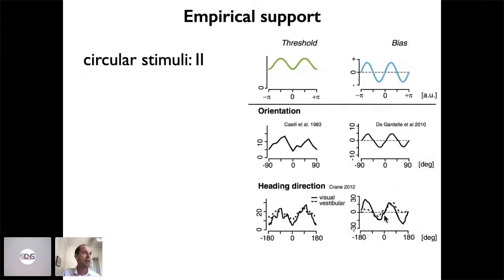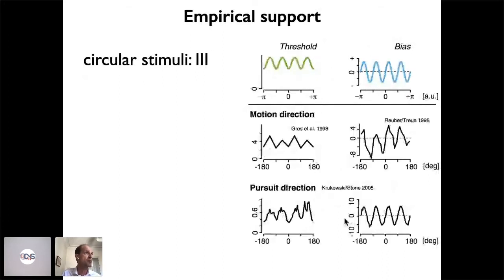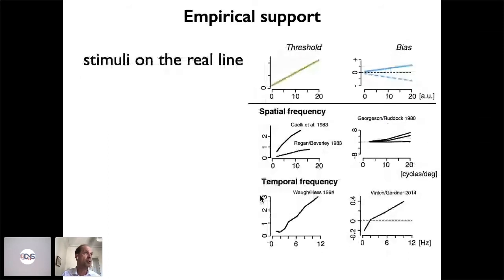And they did this for a whole lot of other stimulus domains as well. Here's another kind of circular stimulus where the threshold has two bumps. The bias has this shape, and we see this for orientation and heading direction. I'll just zoom through a few others. Here's another one where the threshold has four bumps and the bias has this pattern. And you see, again, across a vast swath of the psychophysical literature, empirical support for the fact that the bias has this relationship of proportionality to the pattern of the threshold or the discriminability that we wouldn't have expected a priori. All right, it holds also for non-circular stimuli.